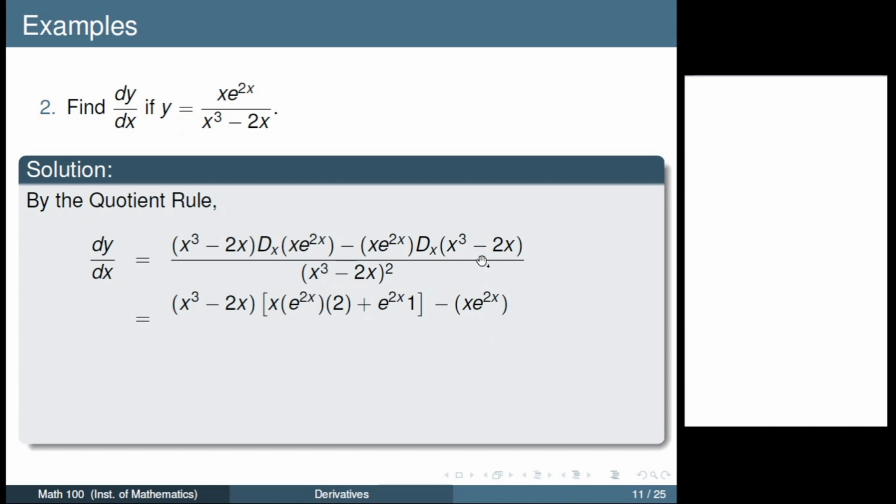And then, we have this. Ang derivative nito ay, madali lang, no? We have to use power rule lang. So, ang derivative lang yan ay 3x squared minus 2. And then, copy the denominator. Okay?